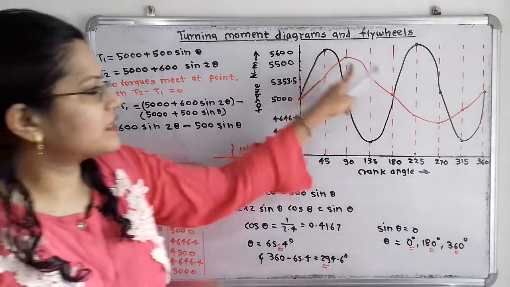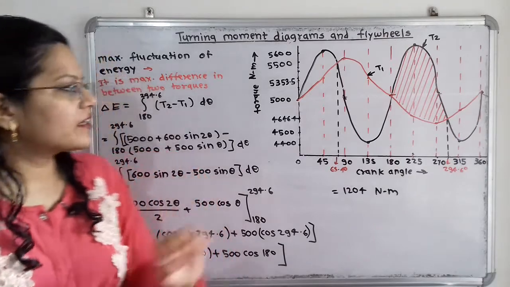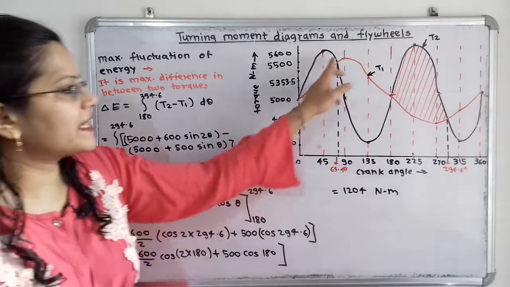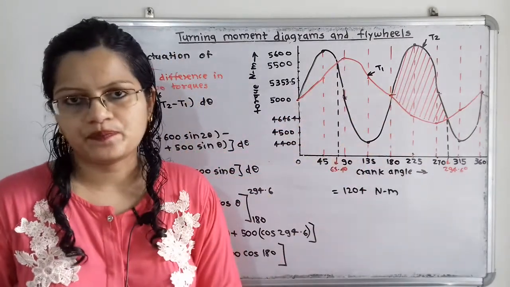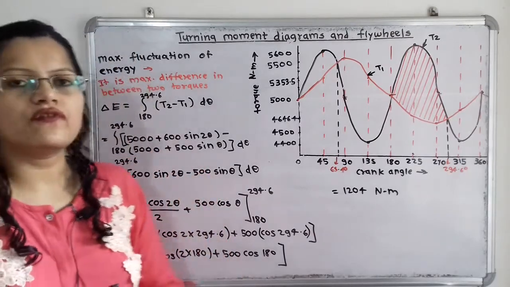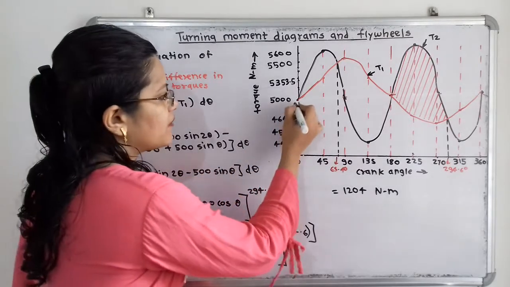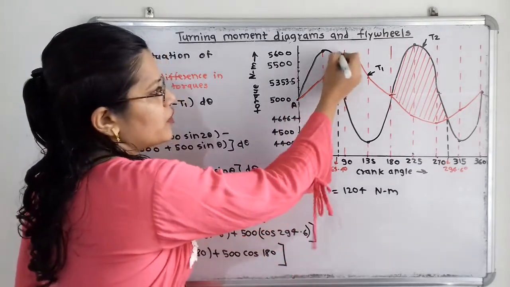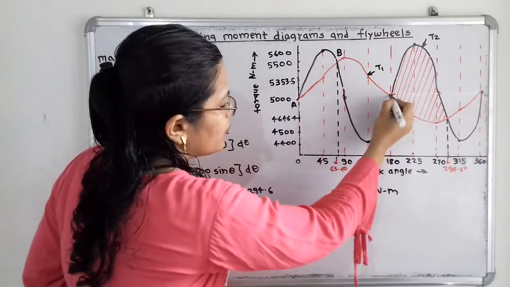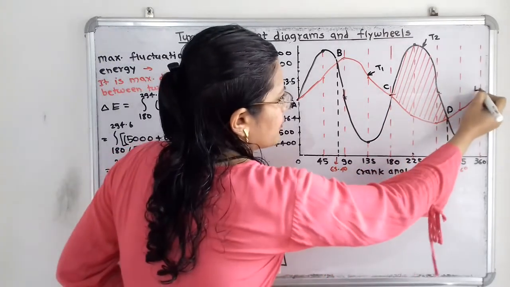Now if we observe, these are the two graphs. The curve with the black marker is for torque T2 and the curve with the red marker is for torque T1. Now I will give some letters for the points of intersection of these two curves. First is point A, then here is also a point of intersection, point B. Then again here is point C, then point D and point E.